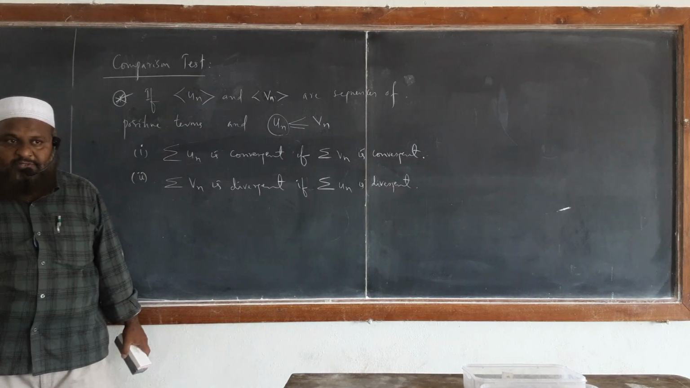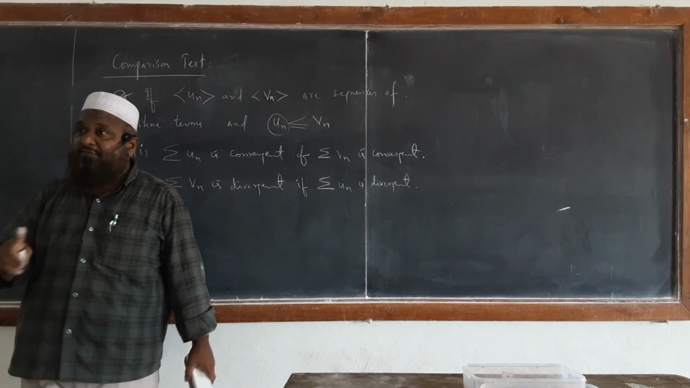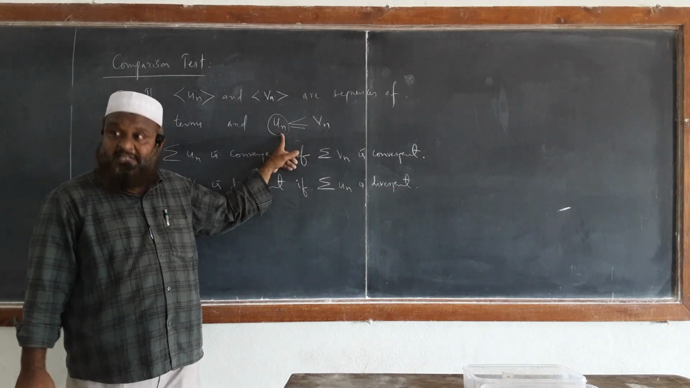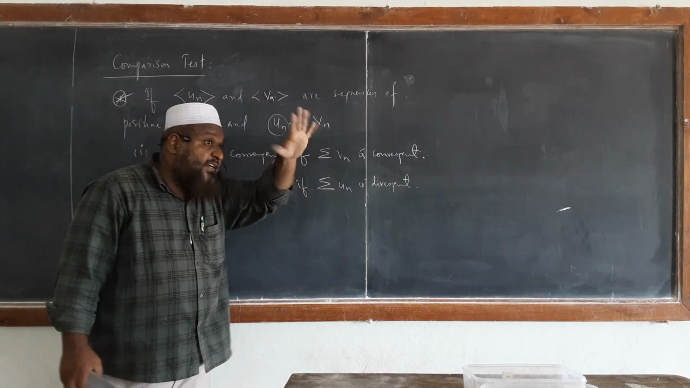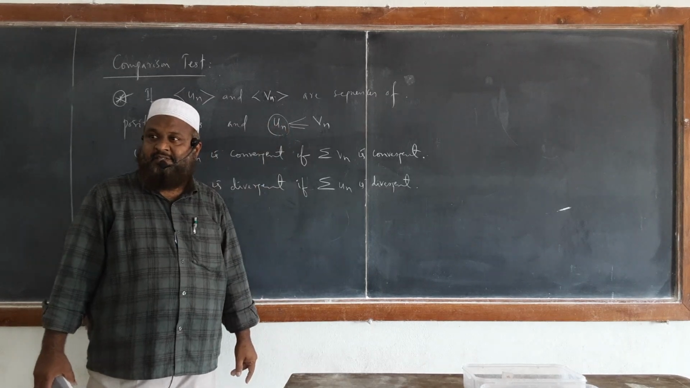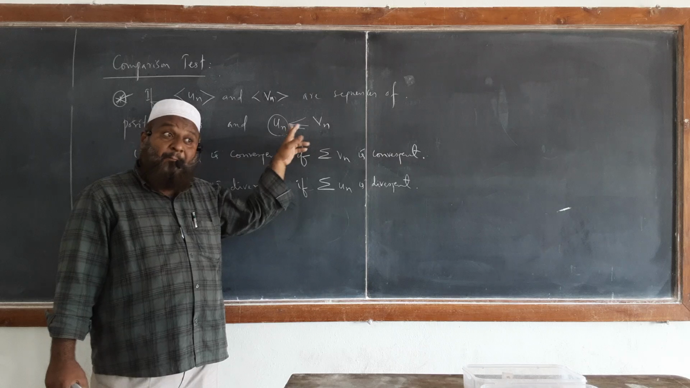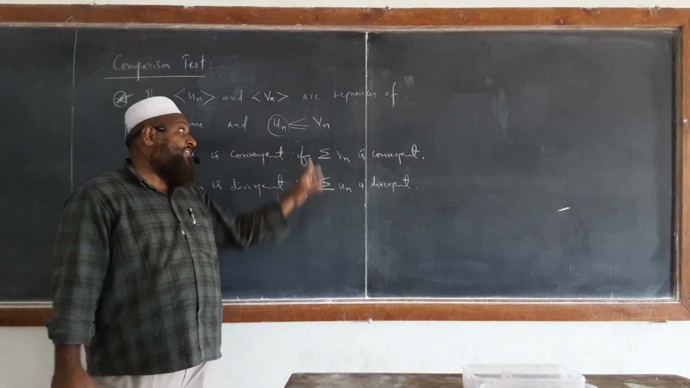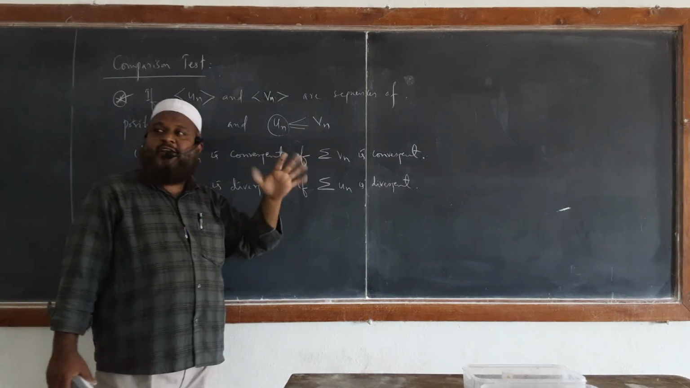Is this point understood? Now you have to be careful about one thing. If the smaller one is convergent, for the bigger one you cannot tell anything. And if the bigger one is divergent, for the smaller one you cannot tell anything.